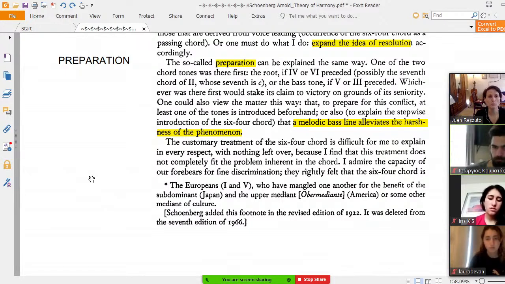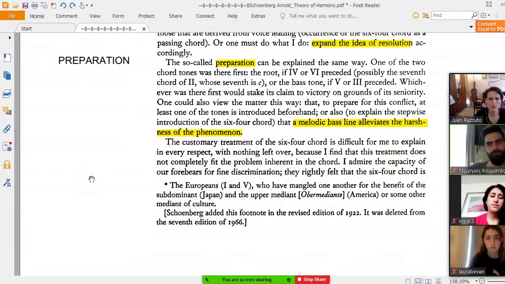That a melodic bass line alleviates the harshness of the phenomenon. Usually, and this is very common in harmony and will be in counterpoint, so pay attention, a melodic bass line alleviates the harshness of the phenomenon. Memorize that phrase, because in music it's very, very common and very effective. If you want to introduce some harshness, do it stepwise.